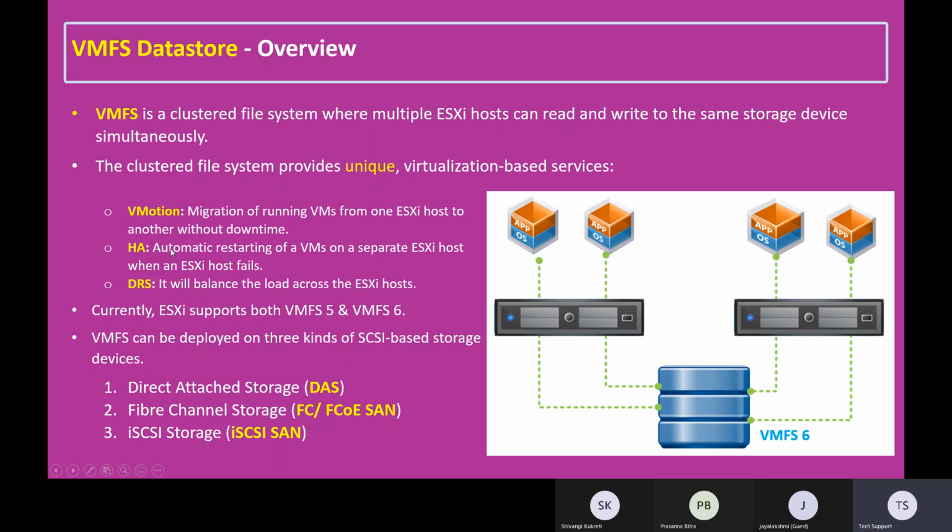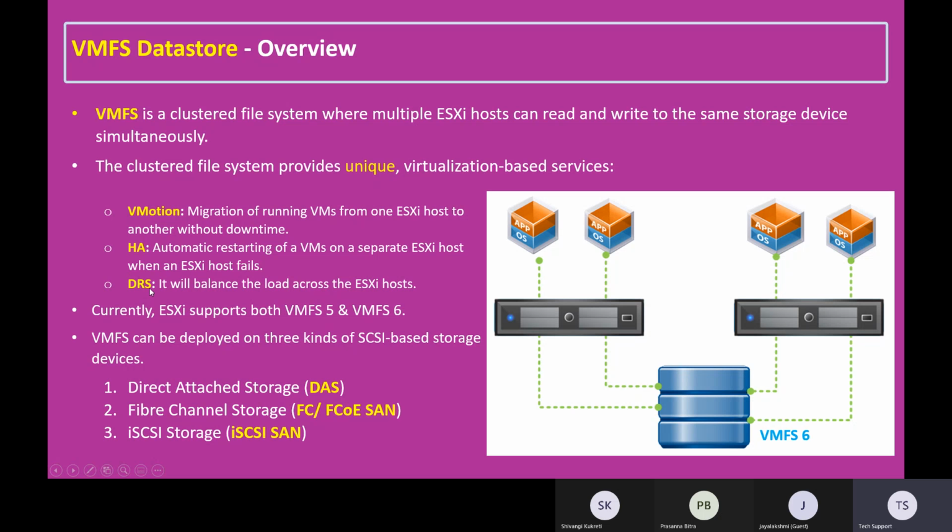And HA means automatic restarting of a virtual machine on a separate ESXi host when a host fails. Suppose in this diagram, all of a sudden my ESXi host is down. When the ESXi host is down, there is no impact to production. All these virtual machines automatically migrate and restart on another ESXi host because our storage is shared storage. Using this shared storage, nothing impacts the data. It immediately migrates and powers up on another ESXi host, even when the host has failed. That feature we call the high availability feature.